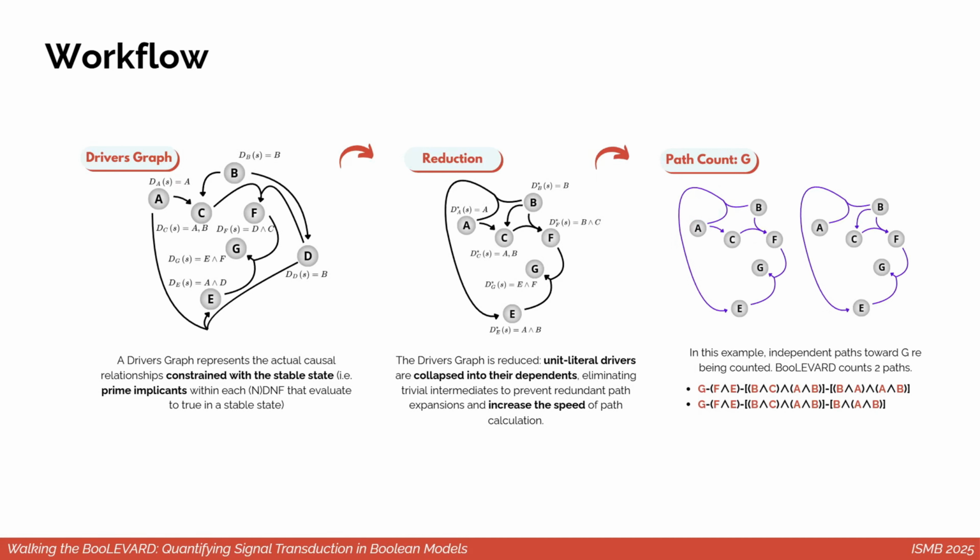Finally, in this example, we're counting the Boolean paths leading to G. And we observe that we have two independent paths leading to G. G is activated by E and F, E is activated by A and B, and F is activated by C and B. C is activated by A in the first path or by B in the second.